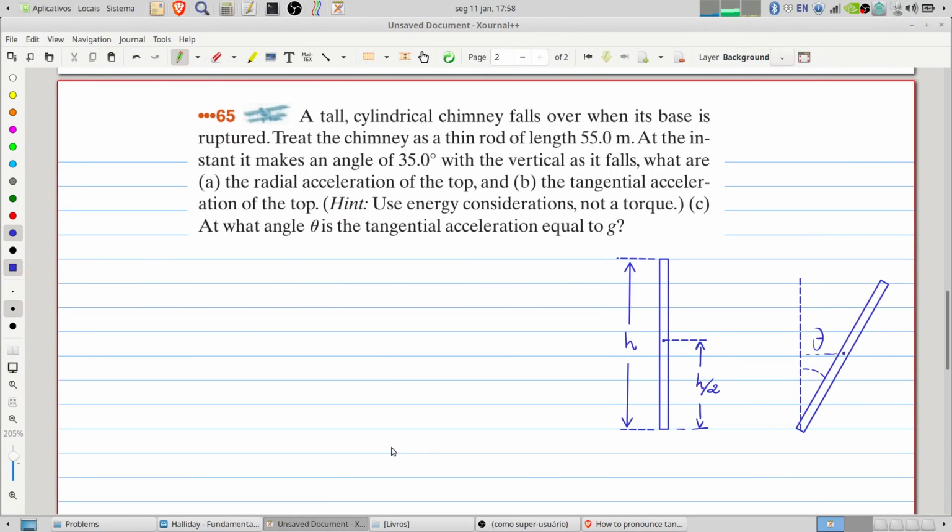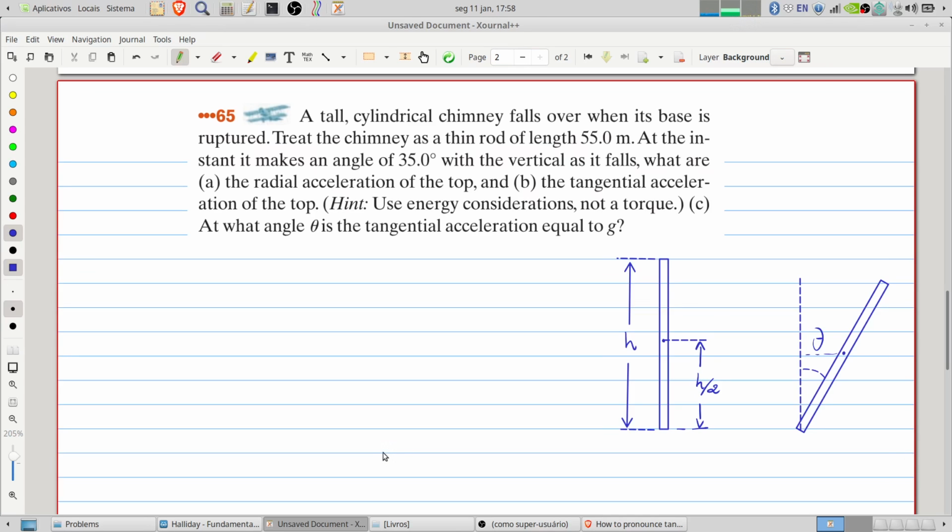Today we'll solve problem 65 of chapter 10 of Fundamentals of Physics. A tall, cylindrical chimney falls over when its base is ruptured. Treat the chimney as a thin rod of length 55 meters. At the instant it makes an angle of 35 degrees with the vertical as it falls.